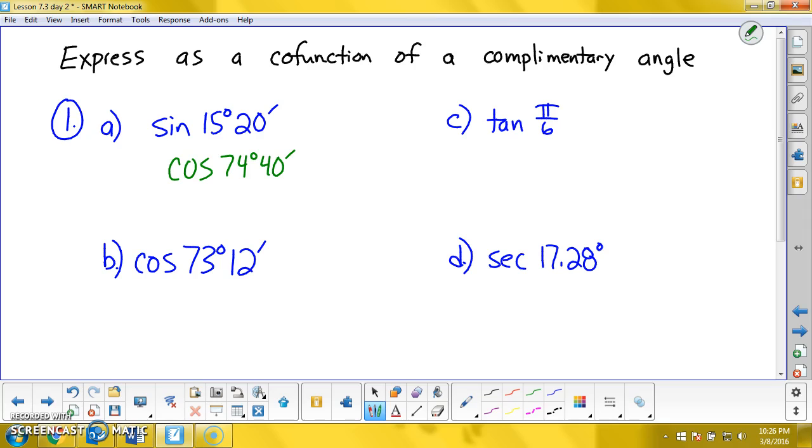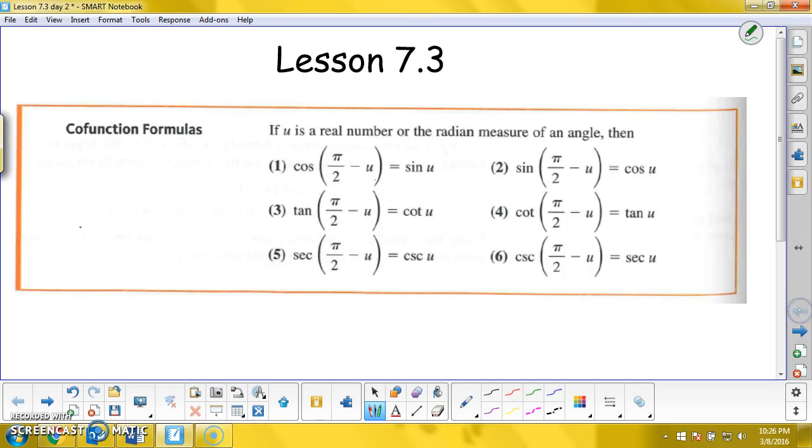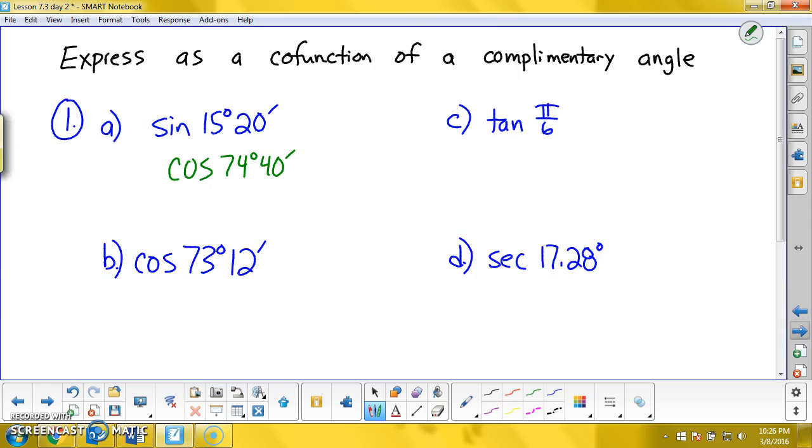Part B now, cosine of 73 degrees 12 minutes. We're going to be using this one right here. And so that's equal to the sine of the complement, which would be the sine of 16 degrees and 48 minutes. I got the 16 degrees 48 minutes by simply finding the complementary angle of 73 degrees 12 minutes.